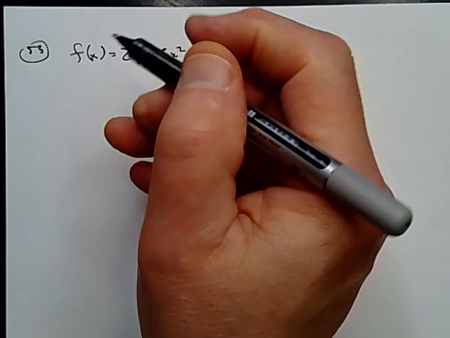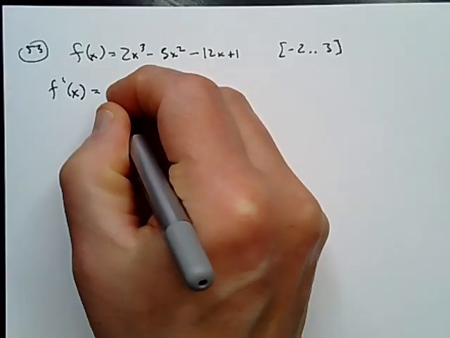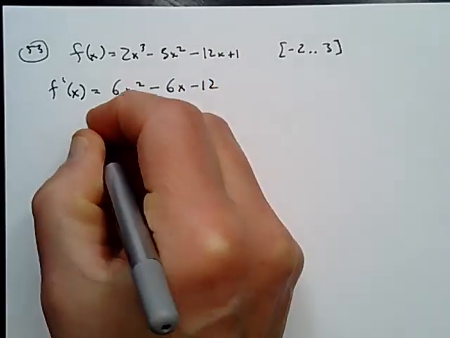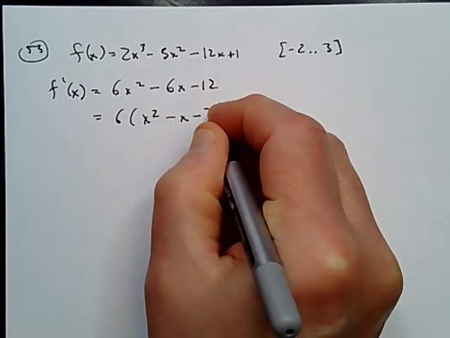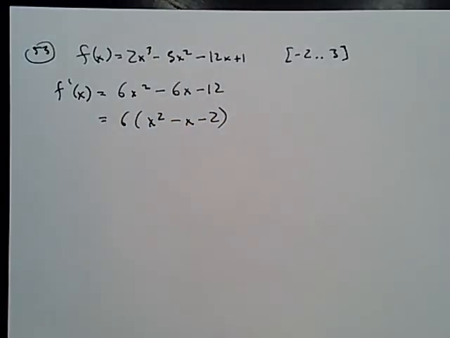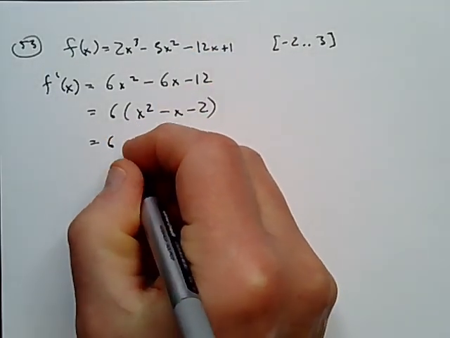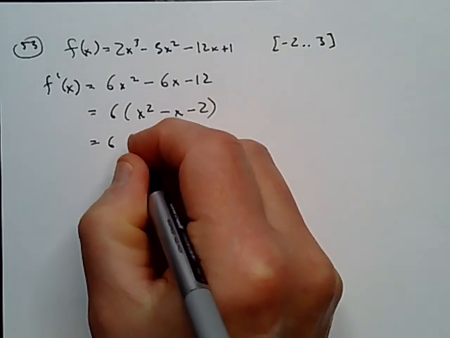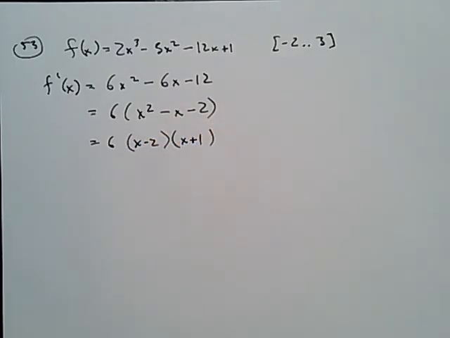The derivative f prime of x is 6x squared minus 6x minus 12. So that's 6 times x squared minus x minus 2. And obviously it factors into 6 times x minus 2 and x plus 1. Just by coincidence, the same factoring as the last problem that I did.